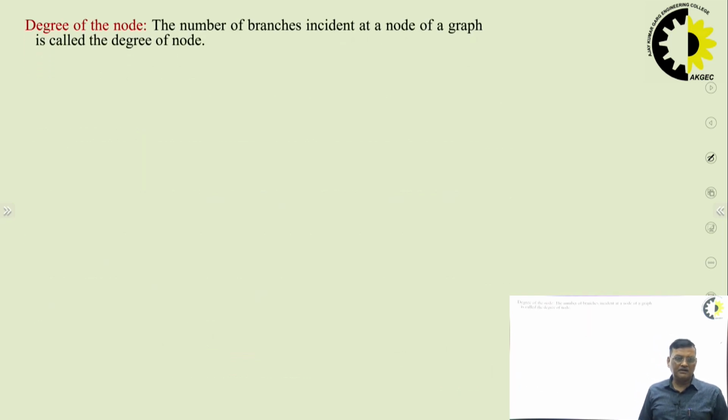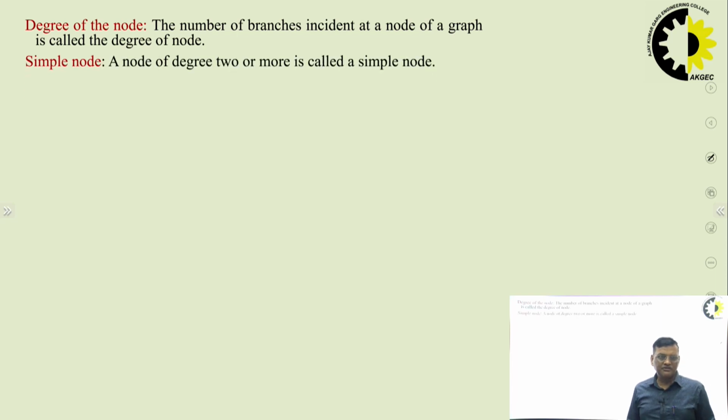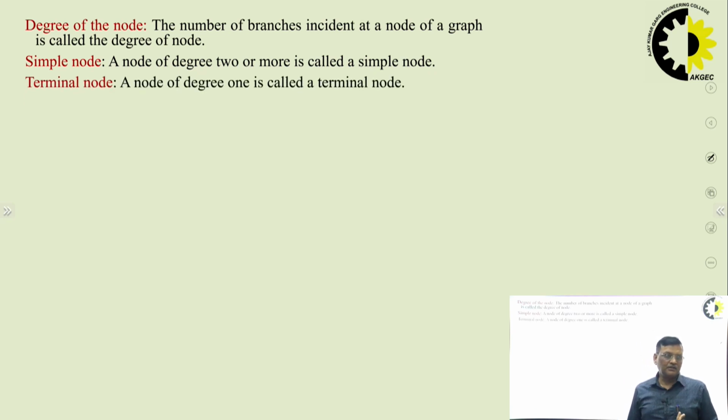Then we have another terminology used in graph theory, that is the degree of a node. The degree of a node is the number of branches incident at a node of a graph. Then another terminology, the simple node: a node of degree 2 or more is called a simple node. Then a terminal node: a node having degree 1, meaning there is only one branch incident at that particular node, is called a terminal node.